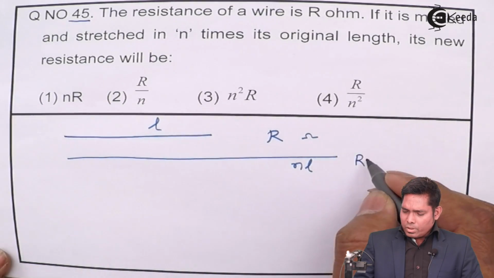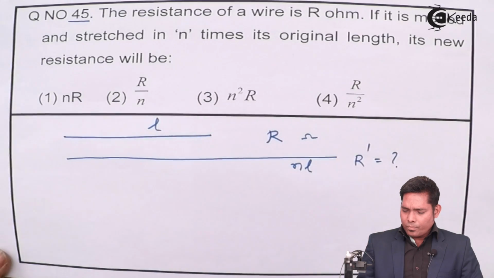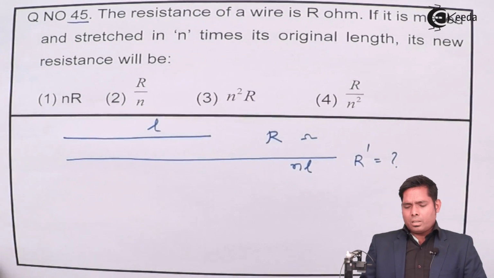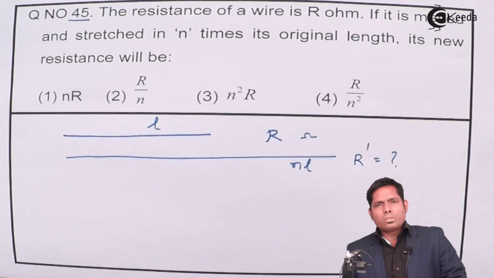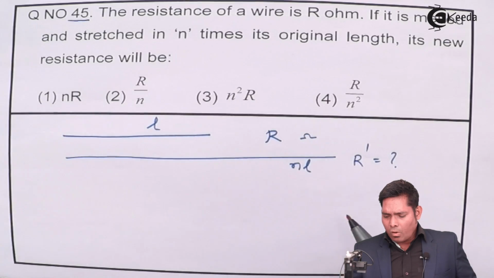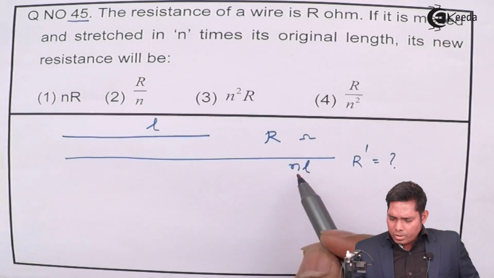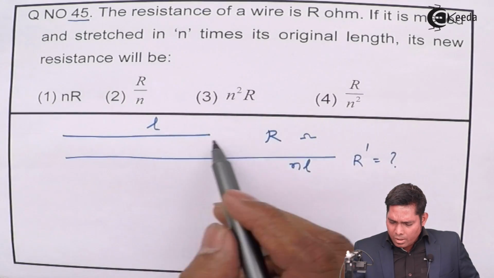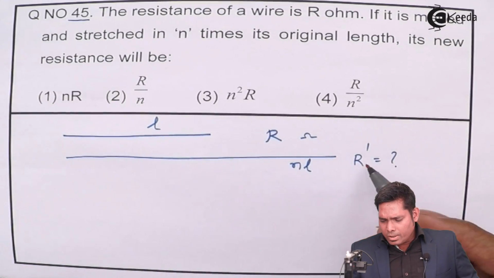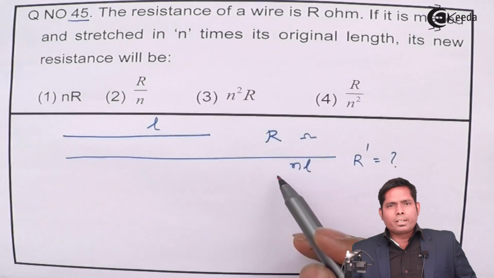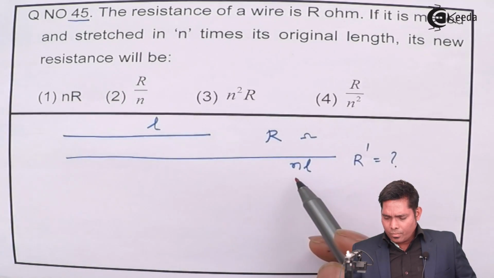So what is this new resistance R dash? This is a direct formula question, a very easy question. The answer is n square times R. But let us see how this is done. This is the old resistance, which is R. The new resistance is to be found when the wire is stretched to n times its length L.